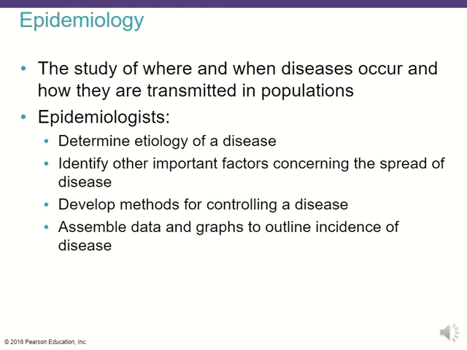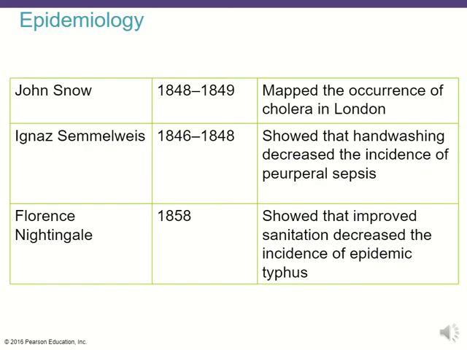Now, epidemiology is the study of where and when a particular disease occurs and how that disease is transmitted in those populations. Epidemiologists will study or perform work to determine the etiology of a disease, to identify other important factors that are involved in the spread of that disease, develop methods for controlling a disease or limit its spread, and assemble data and graphs to outline incidence of a disease.